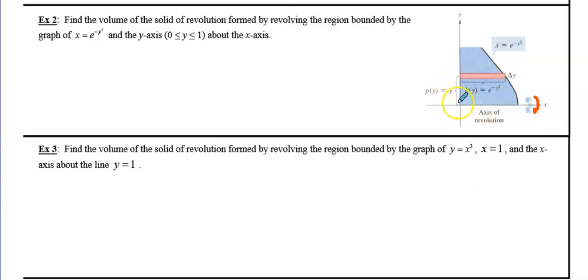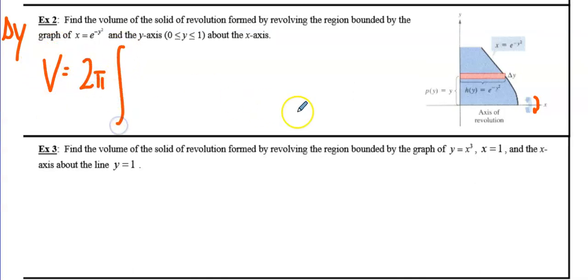Since it is parallel to this axis of rotation, it is perpendicular to the y-axis, and so again, whatever the rectangle is perpendicular to is going to be in terms of y. So let's go ahead and find the volume of our function, and we're going to use the shell method. So we're going to do 2 pi. And it tells us here that we're going to go from 0 to 1.